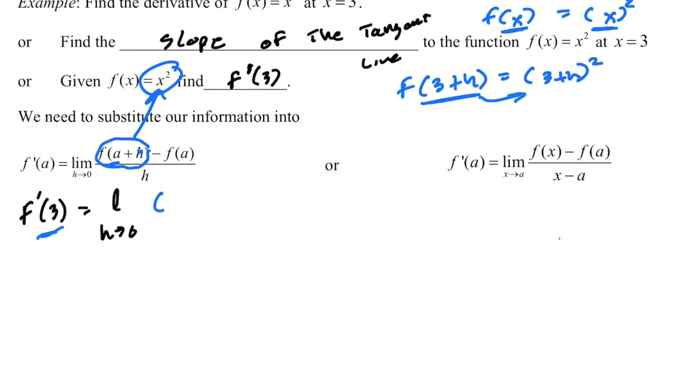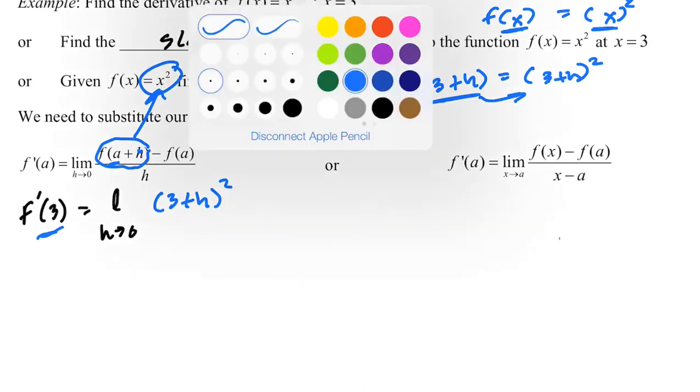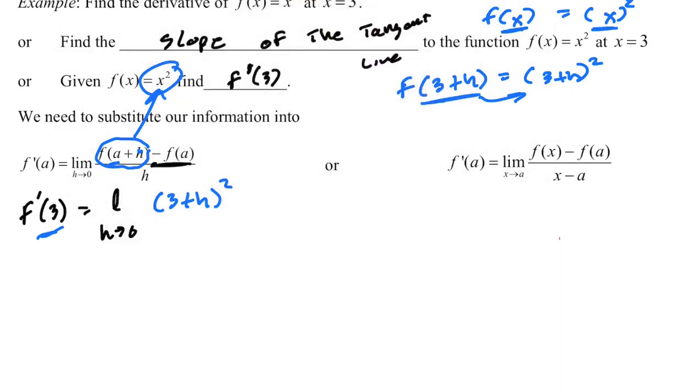So it goes here, 3 plus h squared. Right, because 3 is my a, and it goes there. Next we got to do the minus f of a. We got to do this part. Right? So let's put negative all over h. Let's talk about what f of a is.